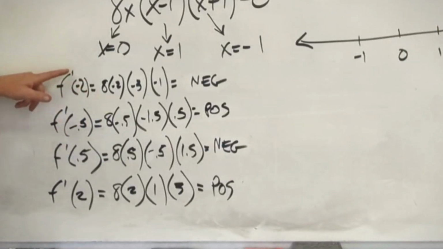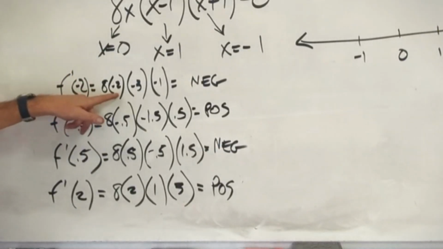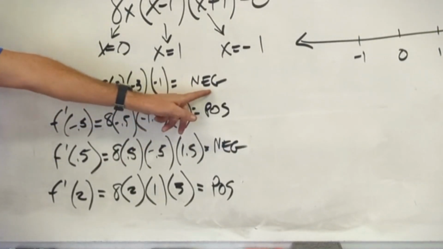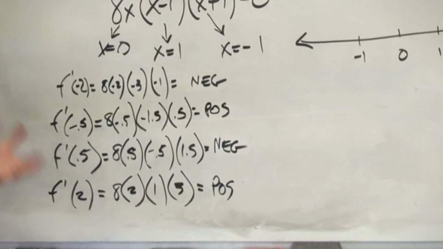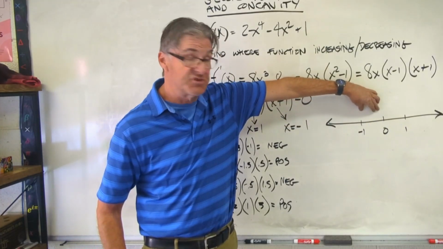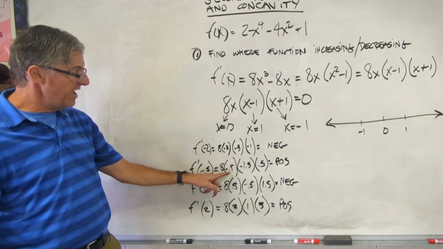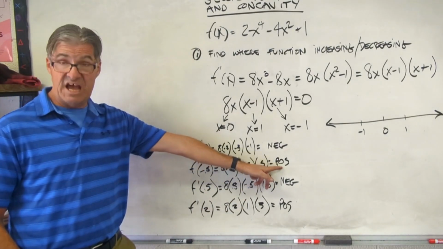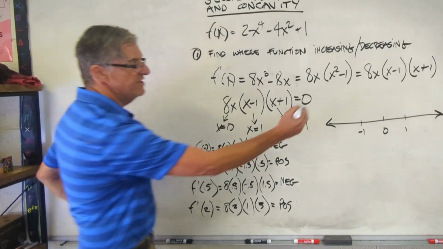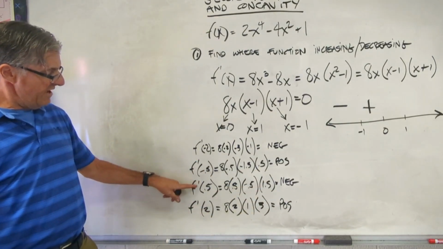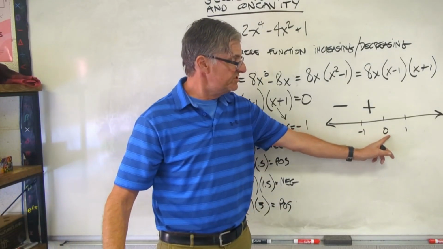So when I did my plug-in step for f prime of negative 2, I noticed that I have 3 negatives here. So it doesn't matter what the number is, the result is going to be negative if I have 3 negative numbers times each other. Same thing for f prime of minus 1/2. Minus 1/2 is in here, so I'm trying to figure out what the function is doing there, increasing or decreasing. This time I only have 2 negative signs. The other 2 terms that are being multiplied are positive, so the sign is going to be positive. So let's add these to our chart. We have decreasing, increasing.